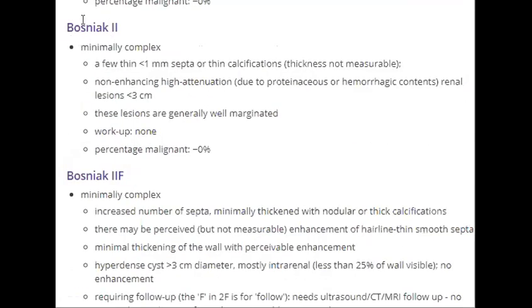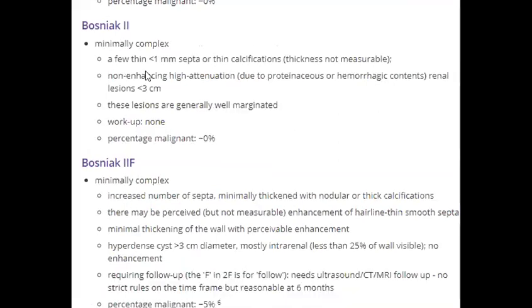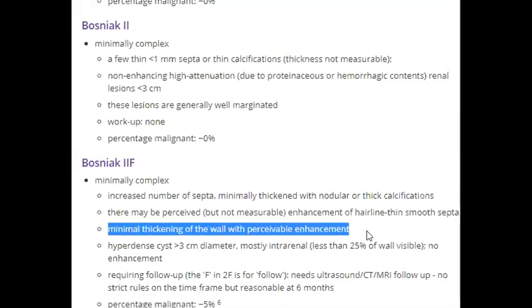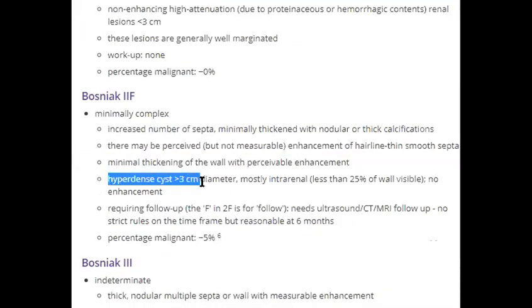So again, Bosniak 2. What is the difference between Bosniak 2 and 2F? This one and this one are very similar, but maybe here you have some suspicious criteria, like some increase in the septation, and they mentioned that maybe there is some thickening in the wall with very minimal enhancement. Also, the hyperdense cyst will be more than 3 centimeters, which here it will be less than 3 centimeters, and mostly intrarenal. So this is what requires follow-up.